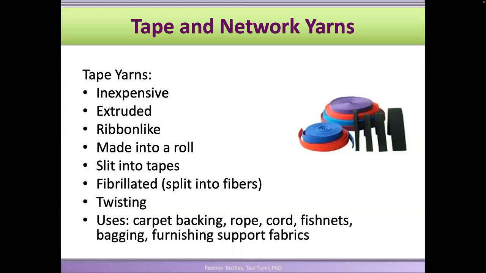Tape yarns, these are extruded also. They have a ribbon-like cross-section. You can make them into a roll. Or you can make a film and then cut it into slits to create tape yarns. We can fibrillate the tapes so that the yarn is split into fibers. Sometimes we use that to make bulky yarns. And we use these type of yarns in carpet backing, ropes, cords, fishnets, bagging.